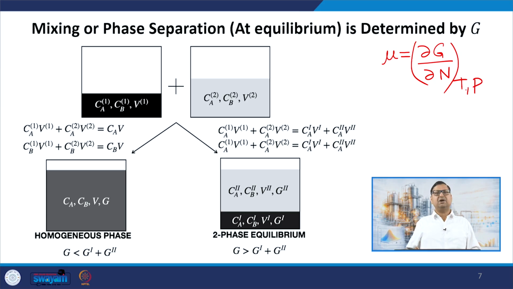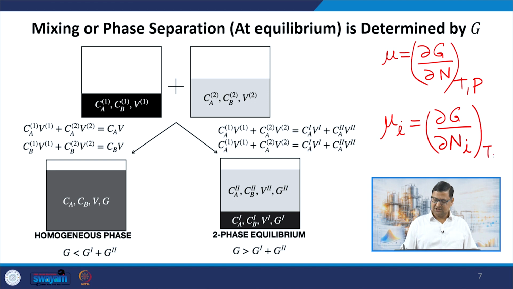Typically, we talk about a multi-component system where, let us say, for component i I have mu i as dou G by dou Ni at constant T, constant P, and all other species, their numbers are not changing, right. So, now this chemical potential or this Gibbs free energy dictates whether any two liquids or any two things are going to mix together or are they going to phase separate, right.